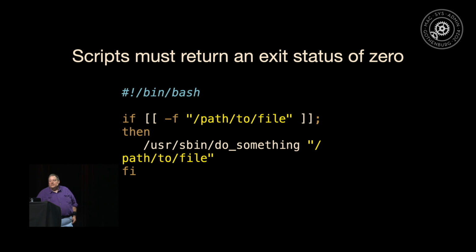So if you're building a shell script for an installer package, one way to ensure that the script returns a status of 0 is by adding exit 0 to the end of your script. This way, it always returns 0.